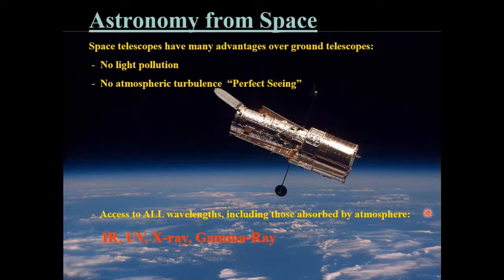So we're going to now look at astronomy from space. There are obviously many advantages of having a telescope up in space, one of them being no light pollution, the other one no atmospheric turbulence or blurring, so the seeing is perfect in space. And then, of course, we have access to these other rays here that are absorbed by our atmosphere.